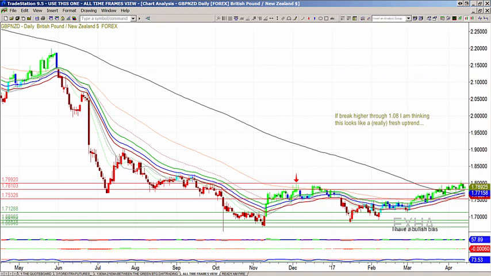Is there a way to play EWQ leveraged? Is there a leveraged France ETF? I'm not 100% certain.